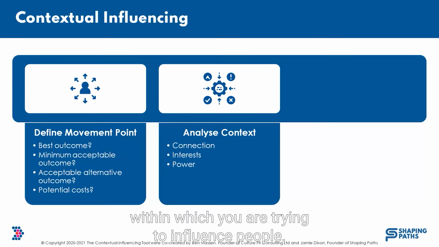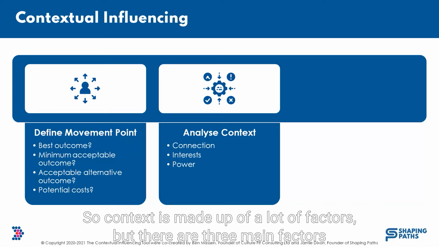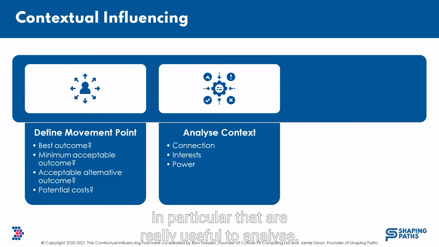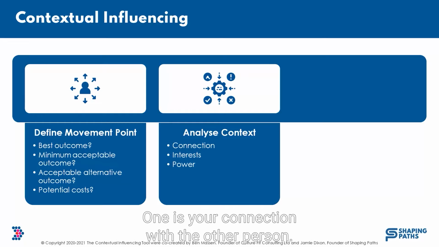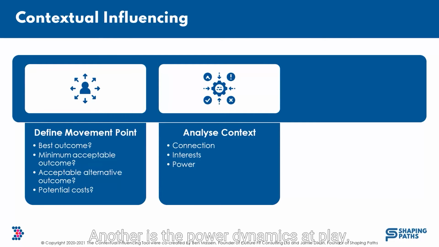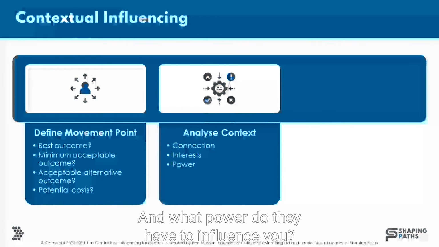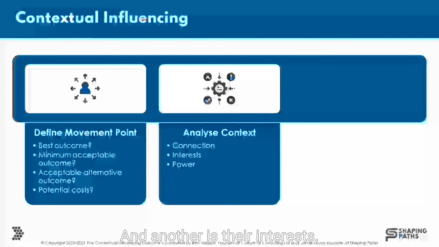In the second part of the contextual influencing model, we analyze the context within which you are trying to influence people. So context is made up of a lot of factors, but there are 3 main factors in particular that are really useful to analyze. One is your connection with the other person. Another is the power dynamics at play. What power do you have to influence them? And what power do they have to influence you? And another is their interests. What interests can you help them with?